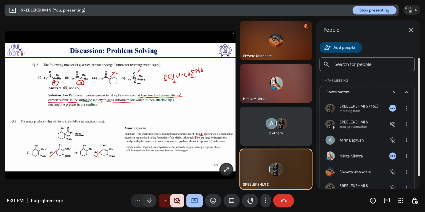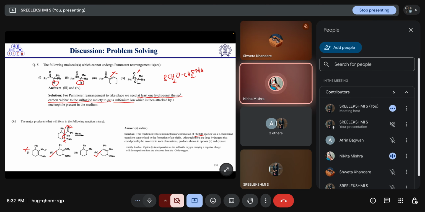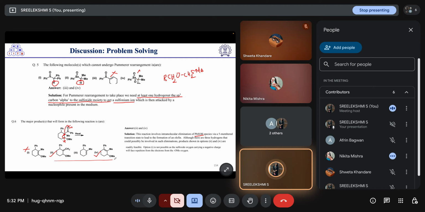So here, if this proton is going over here and this is getting eliminated, this O minus should take this proton. But this OMe, this methoxide group, is already electron rich in nature, so it cannot come to this place and take this proton because of the electronic repulsion. So this is the least possible answer, right? And then compare the other three options.